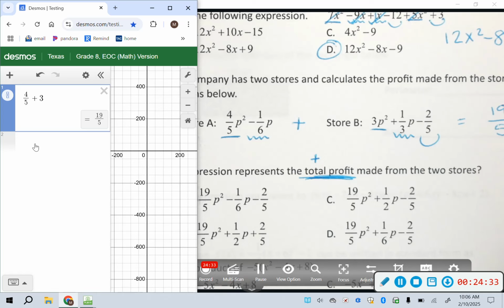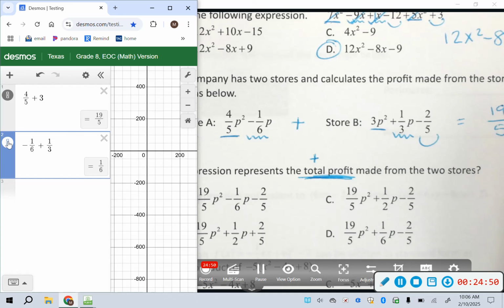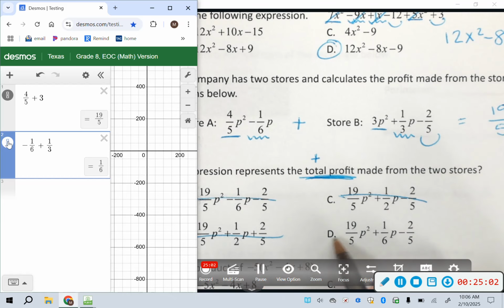Okay, and then I'm going to combine my p's. So negative 1/6 plus 1/3 gives me this. Again, turn it into a fraction, and that gives me 1/6. So plus 1/6 p. Well, then I just have minus 2/5 because there's no like term with that. So all of them have 19 over 5 p squared. And then I have plus 1/6 p. So we're down to my answer, which is D.